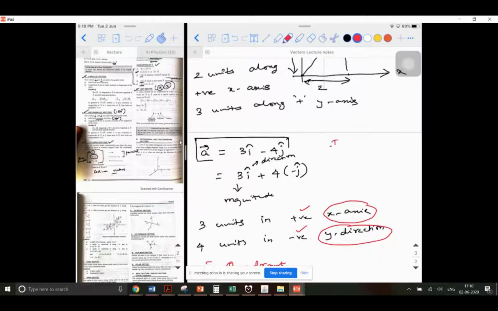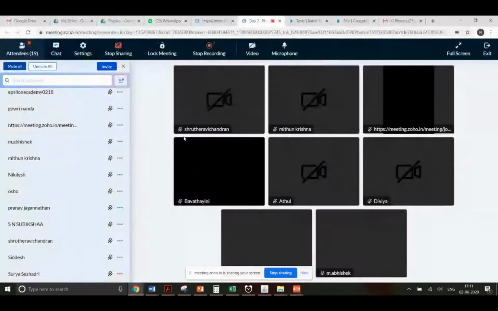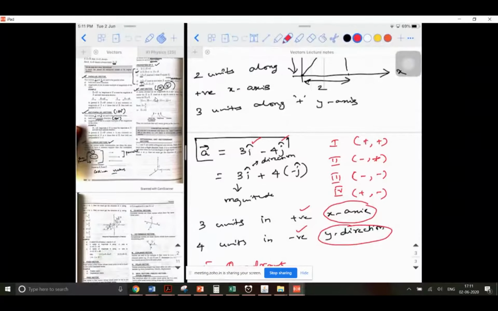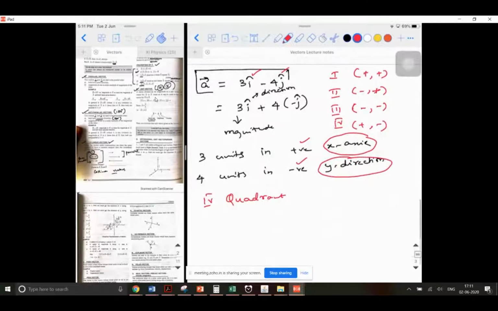When you take the quadrants concept, first, second, third, and fourth: the first quadrant has positive comma positive, the second quadrant has negative comma positive, the third quadrant has negative comma negative, and the fourth one has positive comma negative. Since x is positive and y is negative, we say that this particular vector is restricted to the fourth quadrant. Okay, so this is clear.